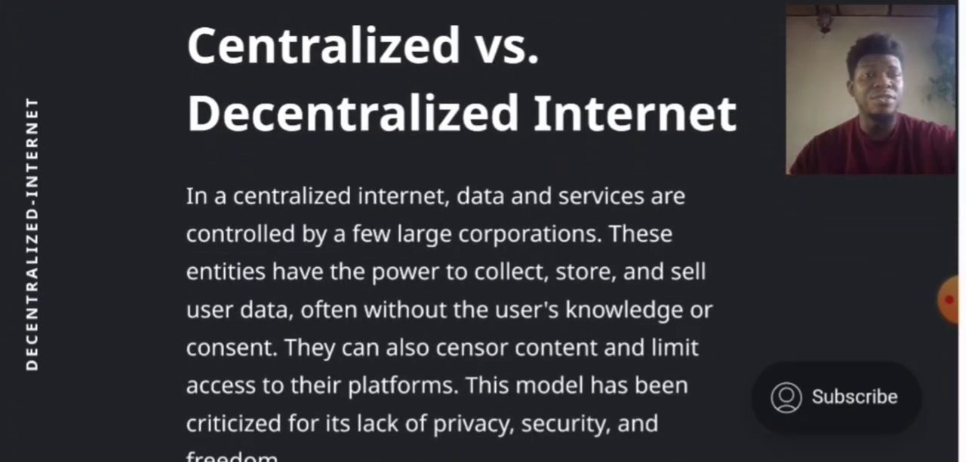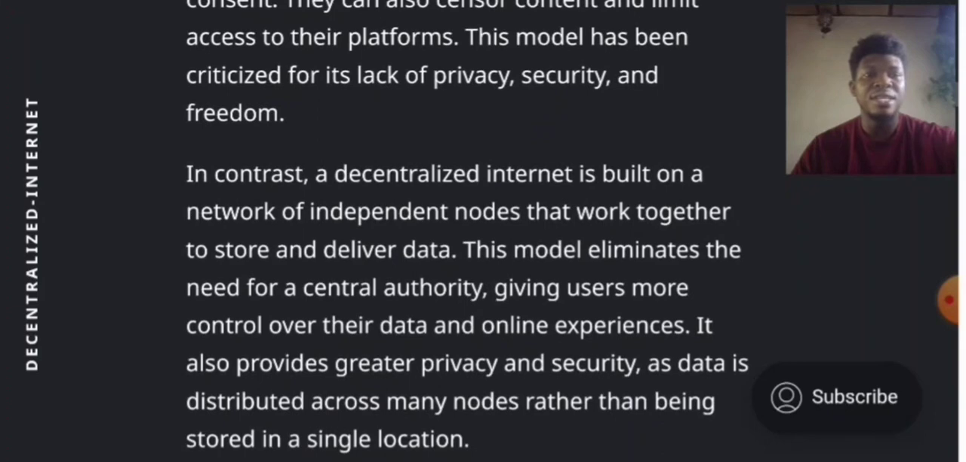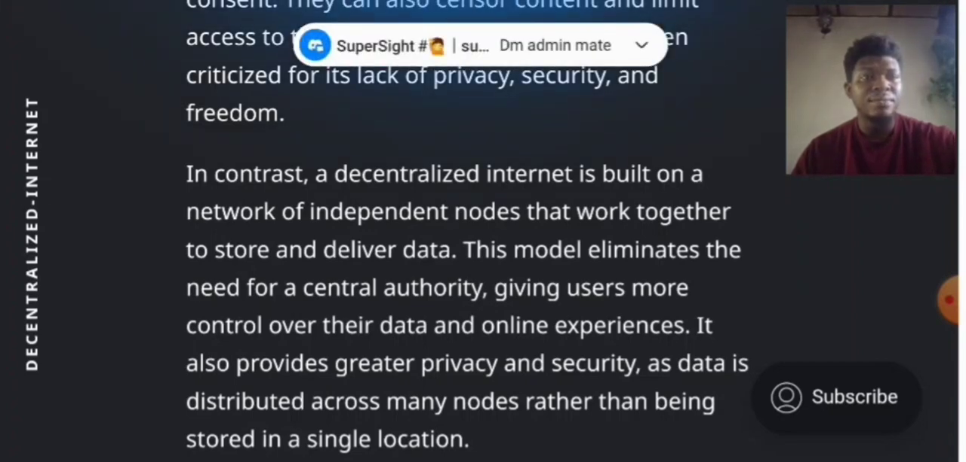Now you'll get to find out what Unigrid does. In the centralized internet, data and services are controlled by a few large corporations, and so on. In contrast, now the decentralized internet Unigrid is talking about. A decentralized internet is built on a network of independent nodes that work together to store and deliver data. Remember I mentioned earlier the grid nodes. So you see how everything connects now? This model eliminates the need for central authority, giving users more control over their data and online experience.